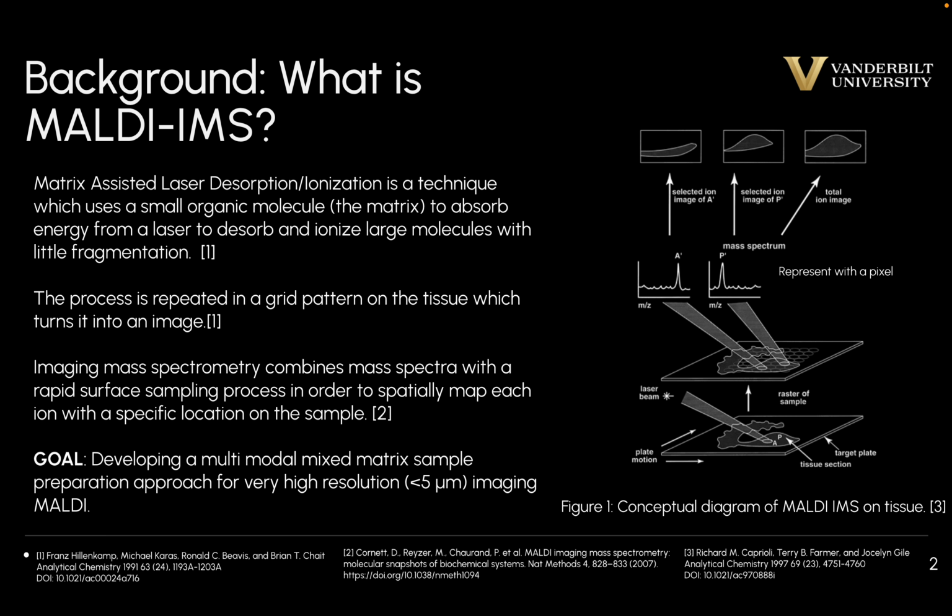Then we can take the average of these spectra and represent them with a pixel, which is how we get something called a total ion image. So IMS is this way of combining mass spectra with this rapid surface sampling process in order to match each location of our sample to a specific ion.